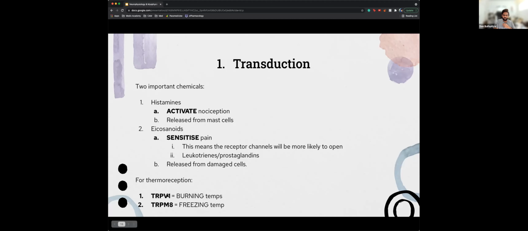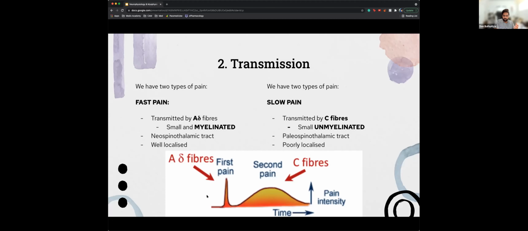But yeah, just for your knowledge, TRPV1 is for burning temperatures and TRPM8 is for freezing temperatures. But I really think it's not that likely to come up on your exams. Now, with transmission, we have 2 types of pain.